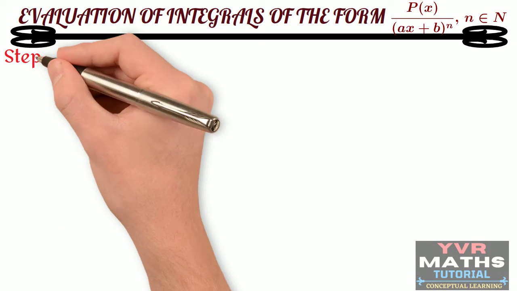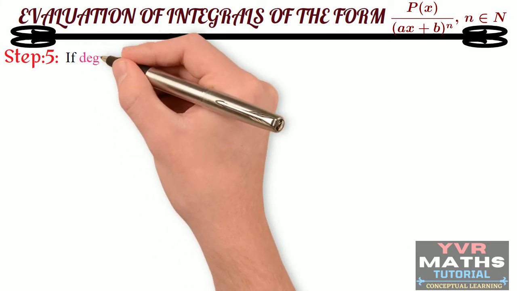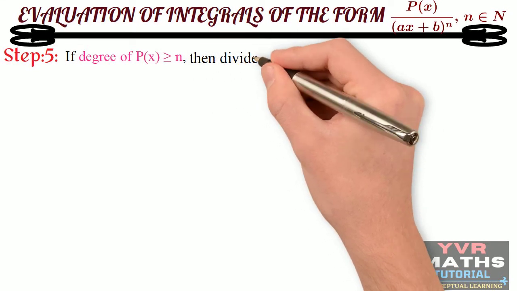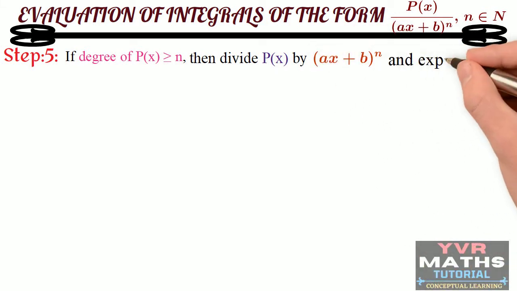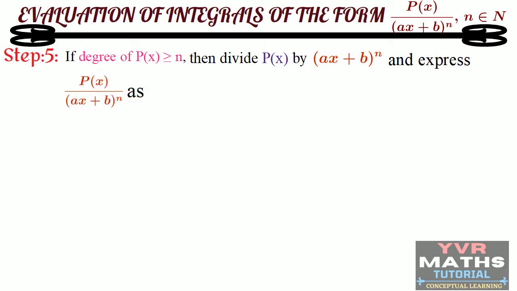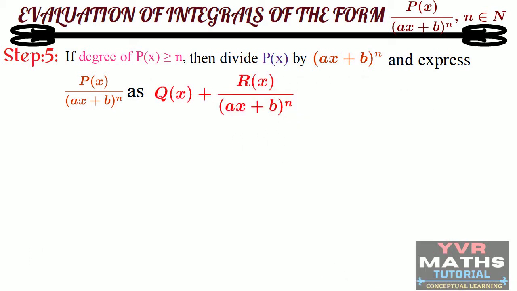See here, step 5. The first 4 steps we discussed in the previous class. Now step 5. If degree of p of x is greater than or equal to n, then what is the process we have to follow to find the integration of the given integrand? Divide p of x by (ax plus b) whole power n and express p of x by (ax plus b) whole power n as q of x plus r of x by (ax plus b) whole power n.